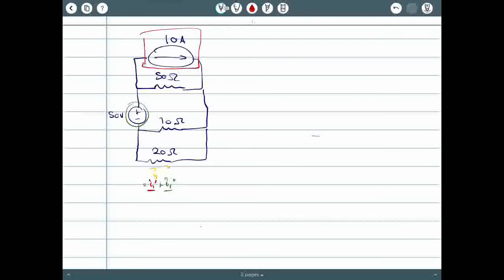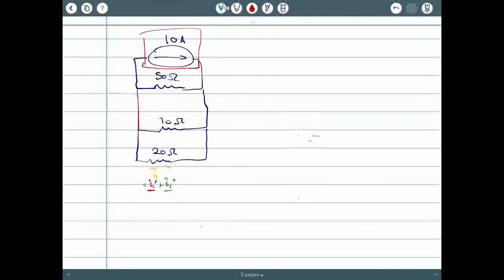So when we find the one originating from the current source, we set all the other sources to 0. So this voltage source is just going to be a short circuit for now. It's simple and straightforward. We just use the current divider rule, and first let's find the equivalent of the 50 and the 10. That's gonna be 8.3333.